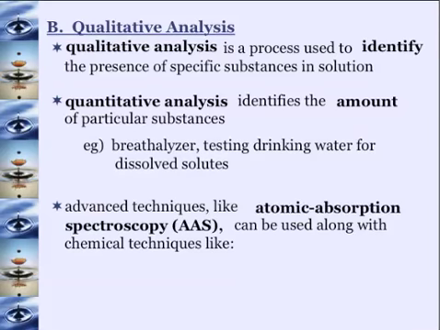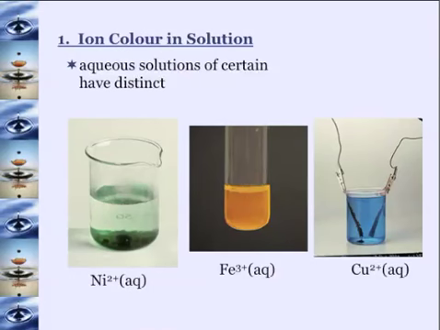Advanced techniques like atomic absorption spectroscopy can be used along with wet chemical techniques like these. One is ion color in solution. So aqueous solutions of certain cations and anions have distinct color. Okay. So for example, nickel is green. We've also got copper there, that's blue.